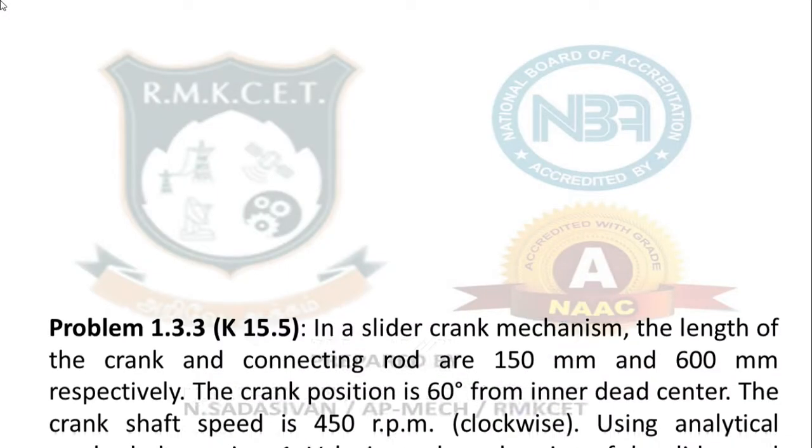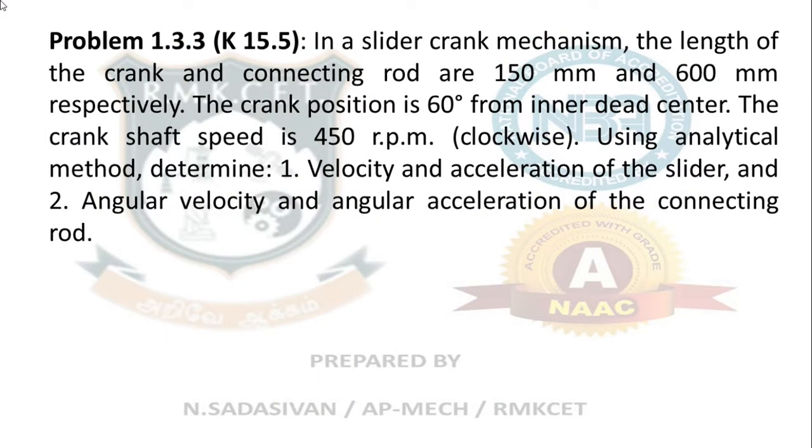So let's see the next problem. In a slider crank mechanism, the length of the crank and the connecting rod are 150 mm and 600 mm respectively. The crank position is 60 degree from the inner dead center. The crankshaft speed is 450 rpm clockwise. Using analytical method, determine velocity and acceleration of the slider.